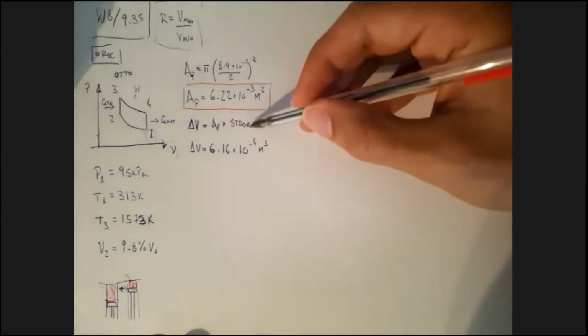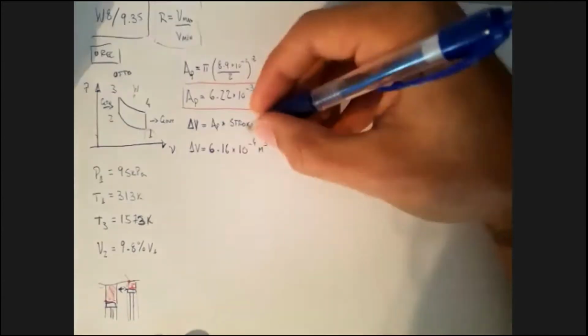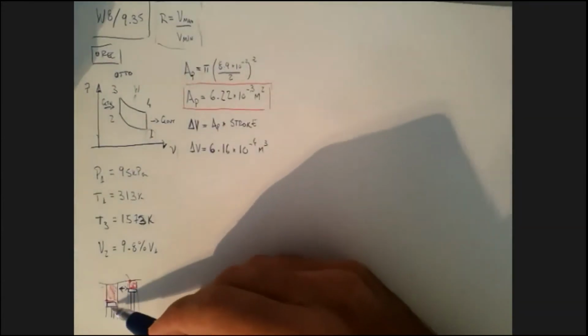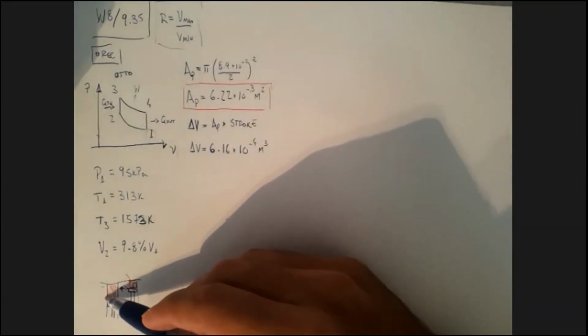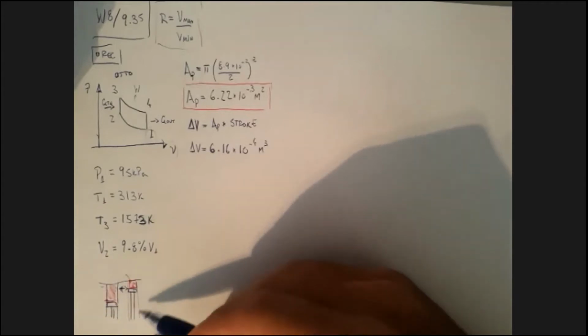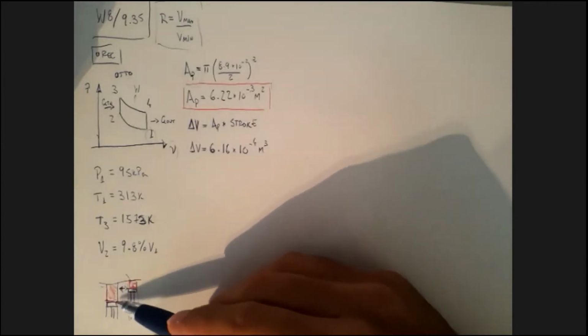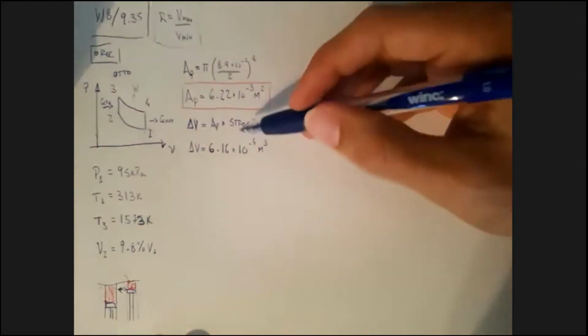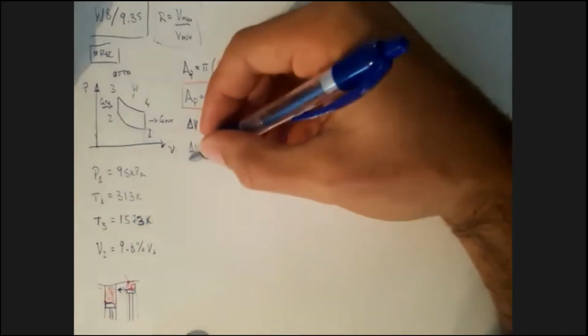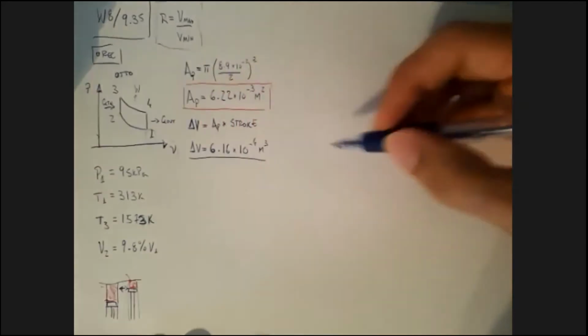And then if we relate that to the stroke, if we take this area here and multiply by this distance, how much it travels, that's going to give us the displacement volume, how much it's displacing every time. So I multiply the area of the piston by the stroke, and I get the displacement volume for this particular engine.